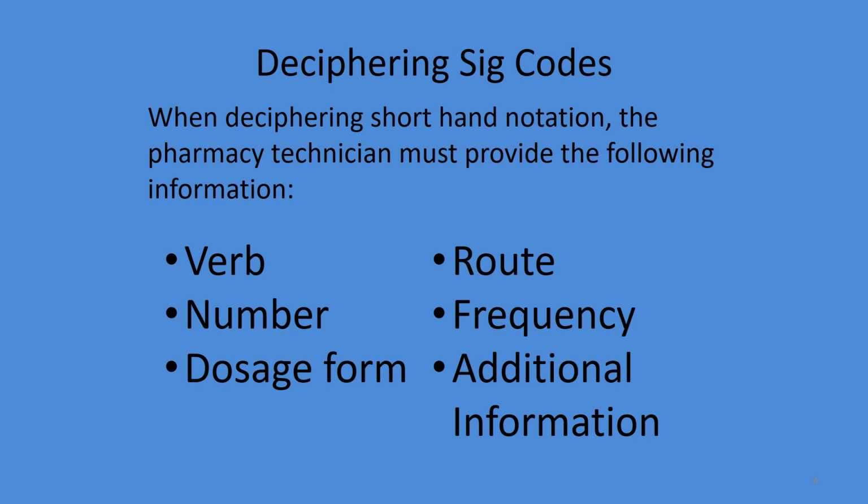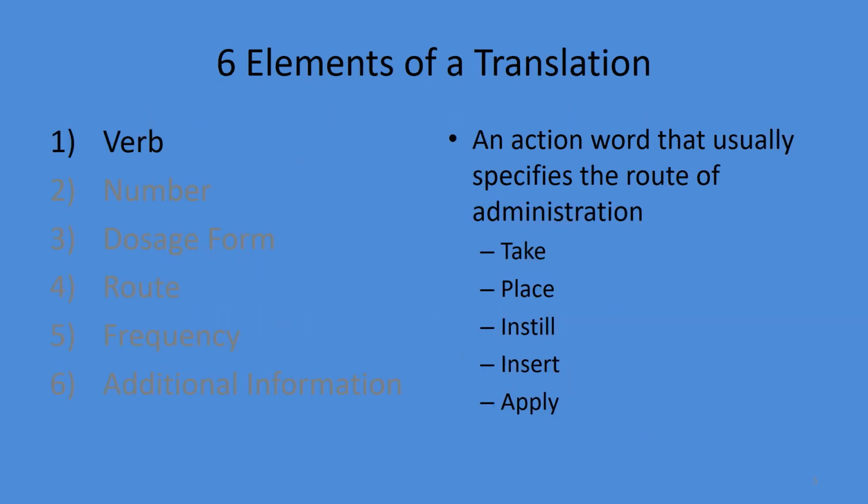Deciphering SIG codes. Doctors will use shorthand when writing prescriptions, and it is the responsibility of the pharmacy technician to decipher it for the patient. So there are 6 elements, and you want to decipher them in that order: verb, number, dosage form, route, frequency, and additional information. Let's go ahead and describe the 6 elements of the translation.